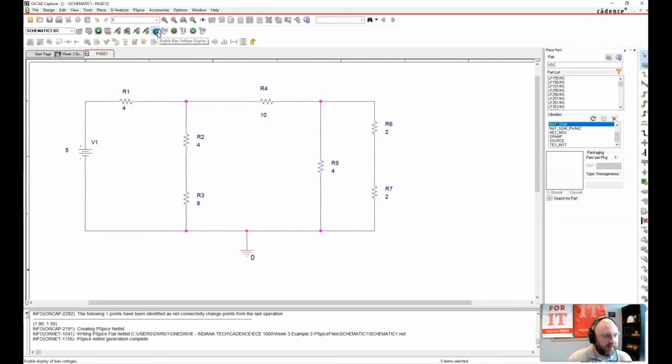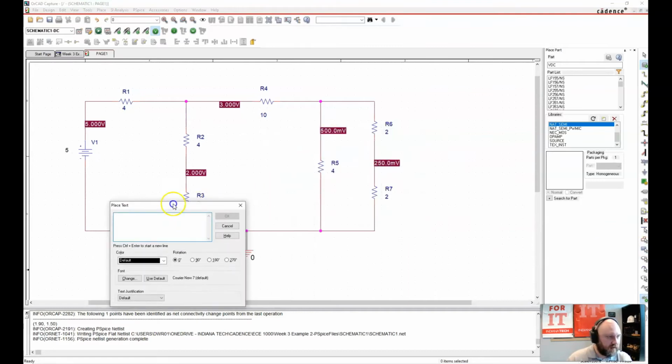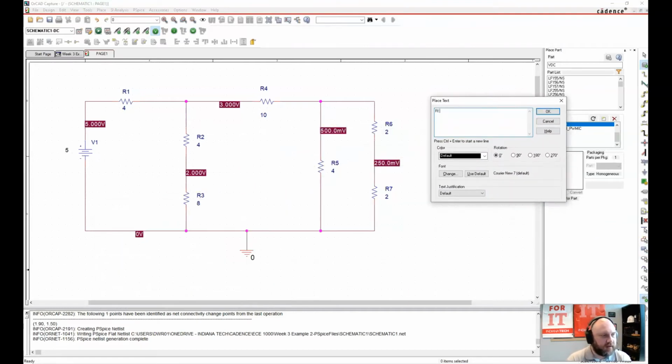Now I'm going to go ahead and turn on my voltages. And it asks for the voltage across each resistor. Where's my text box here? Just do T here for text. So for R1, I'm going to go ahead and write the numbers down, but I am fine if you just put your answers only on the assignment.